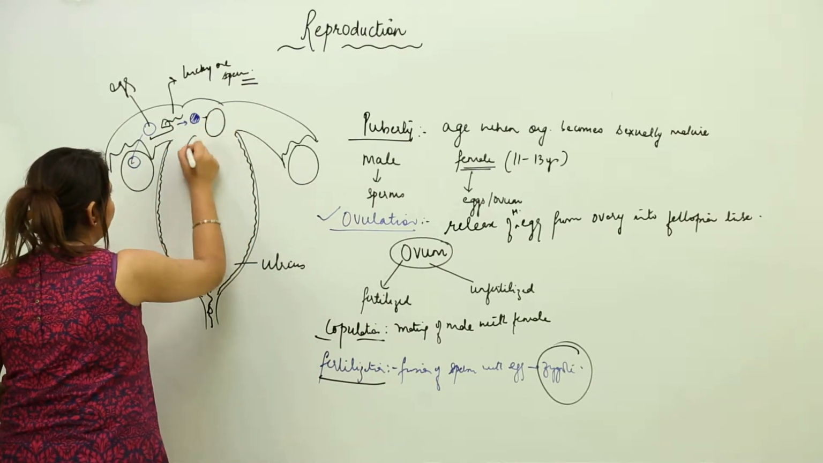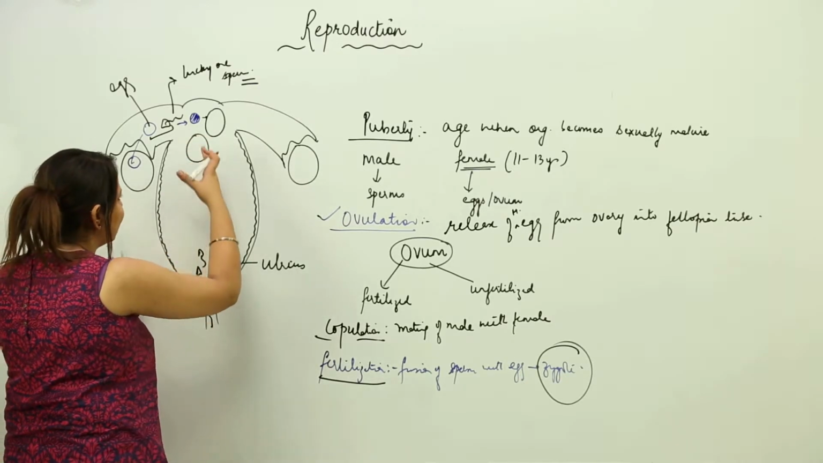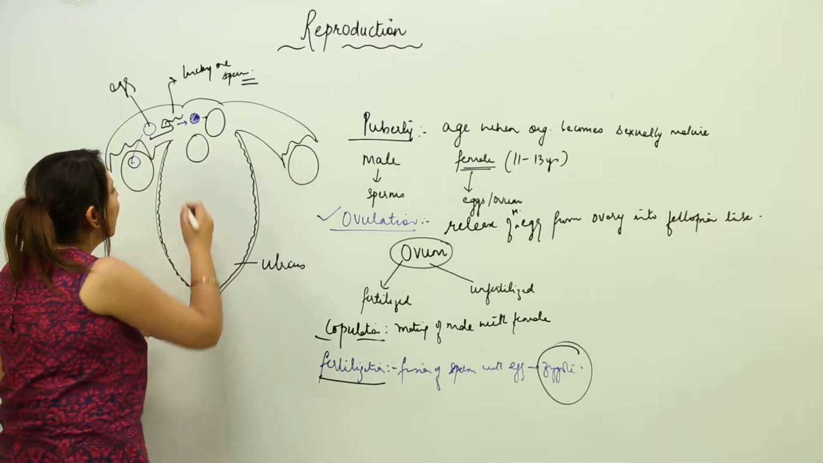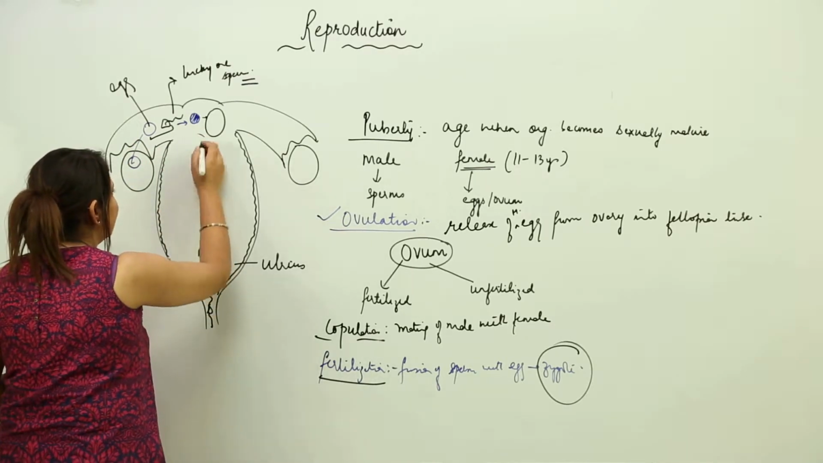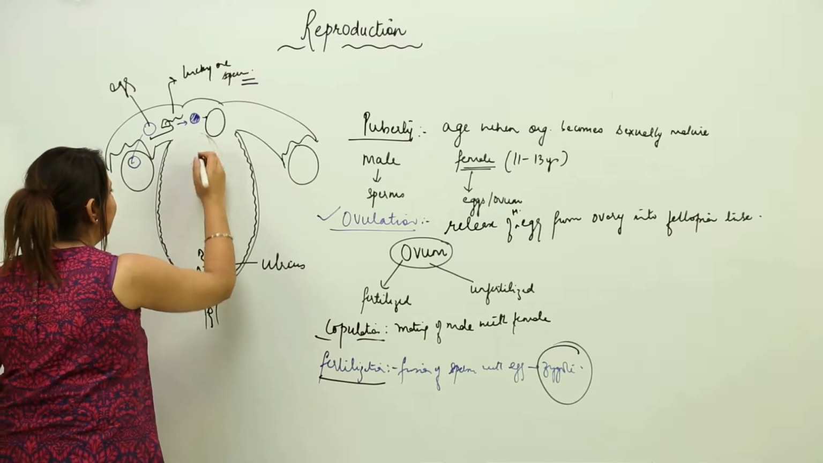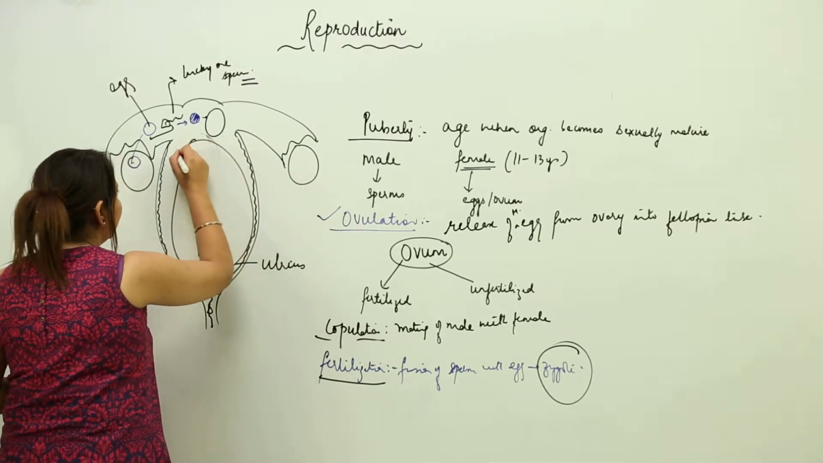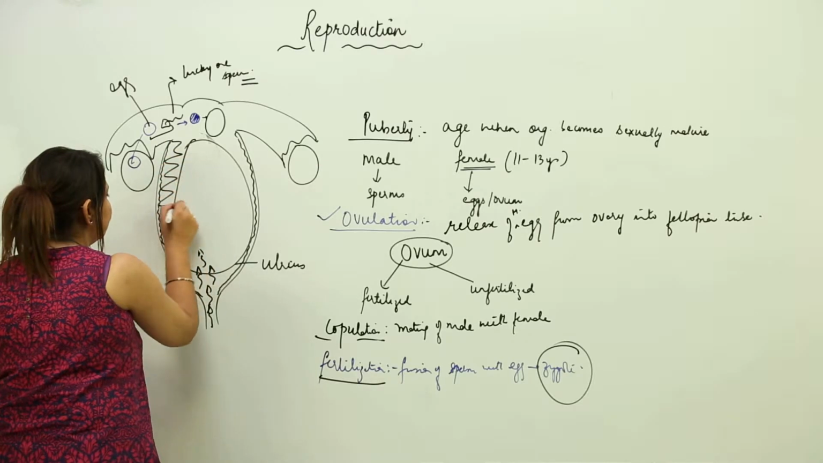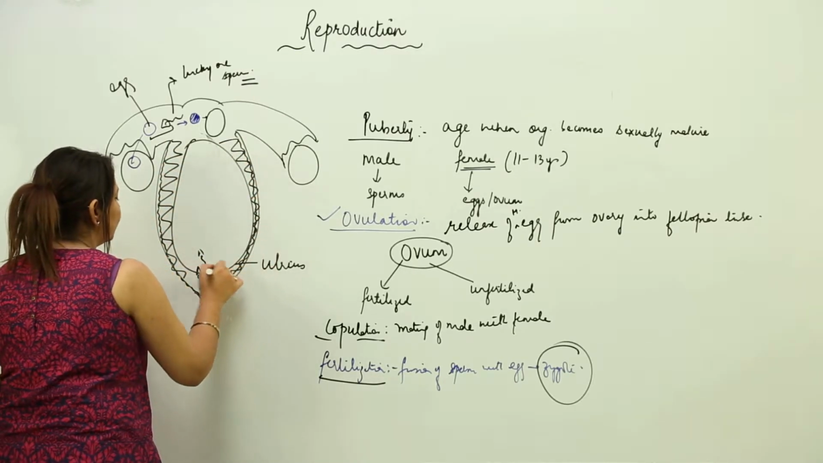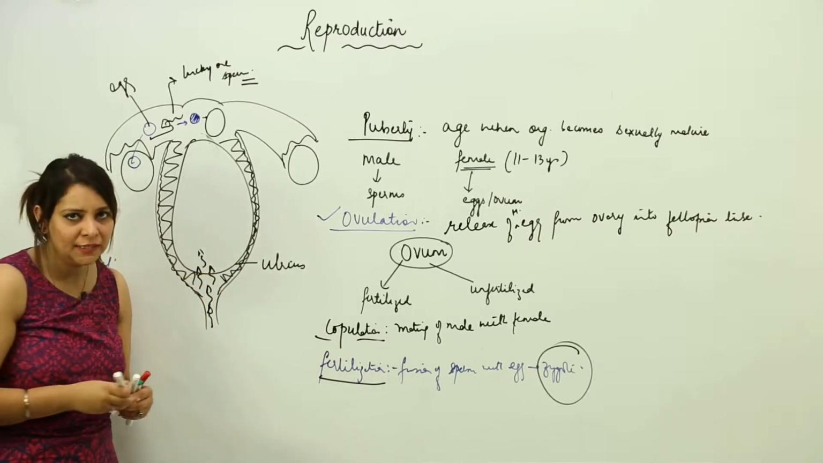It grows bigger and bigger, and finally it gets shifted from the fallopian tube into the uterus. Here also it grows in size, and finally it gets embedded in this thick wall. Let's say that this is the thickening of the uterine wall. As I told you, from the time of ovulation, the uterine wall starts becoming thicker.